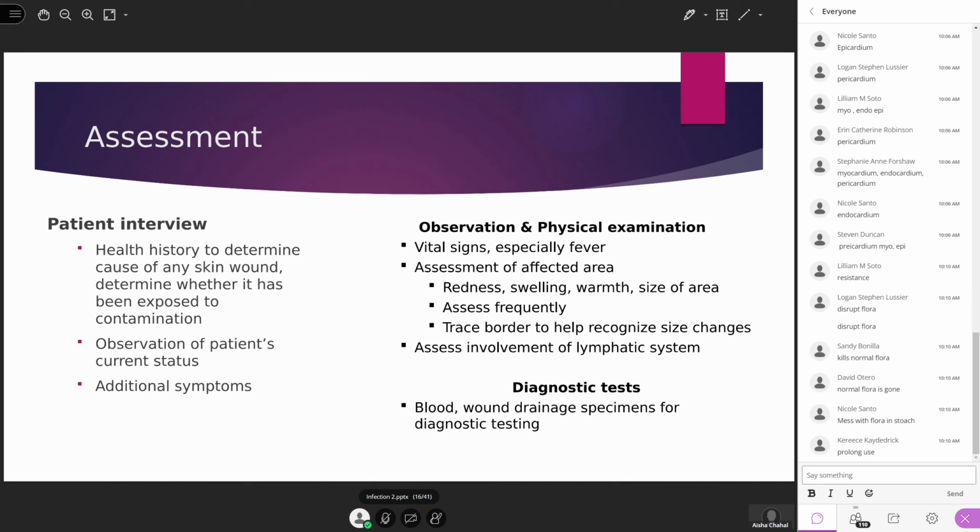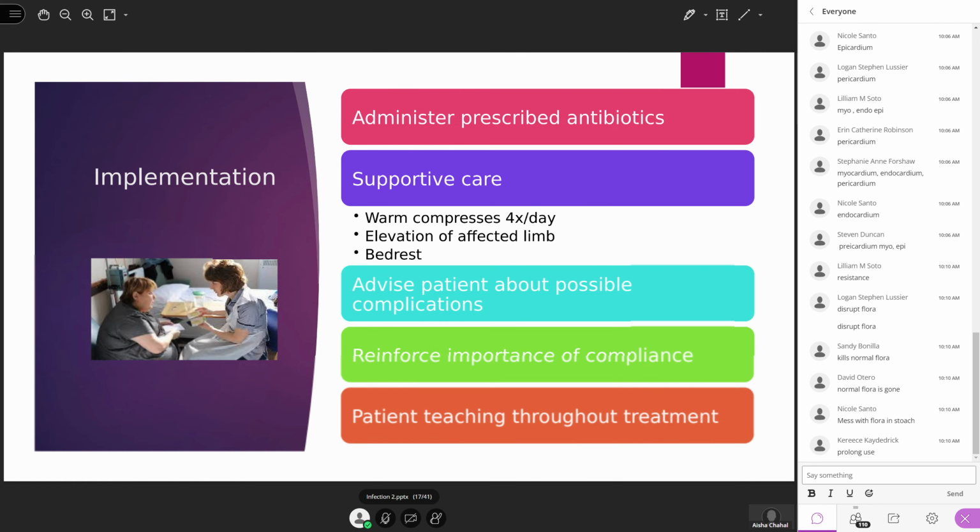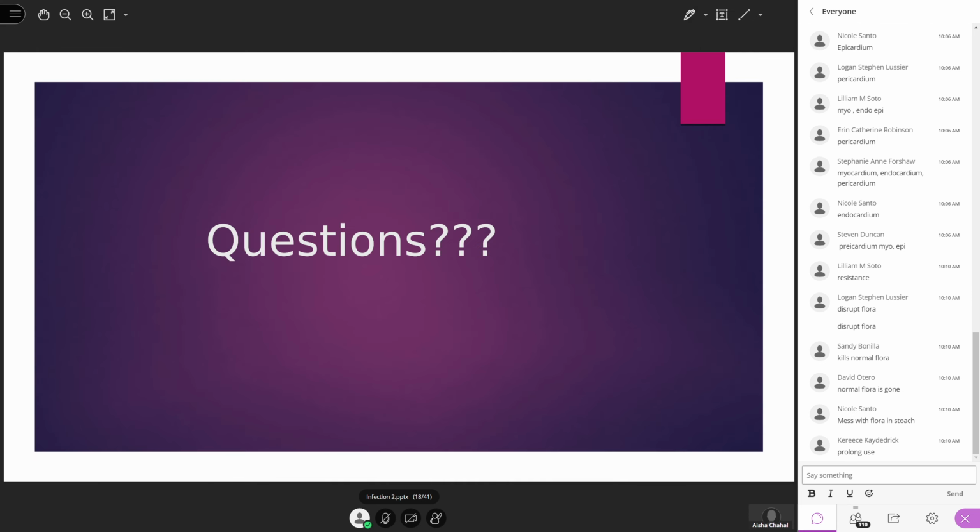The observation and physical examination is listed here. We are going to check the wound itself. That is going to be our focused assessment. And then we are going to perform the head-to-toe assessment. For example, if we want to see whether it spread to the lungs, we are going to do a good detailed lung assessment. And these are the diagnostic tests. So, 3 parts of the nursing assessment, which is very important. Implementation would be to give the antibiotics. We can also give a warm compress 4 times a day, elevation of the extremity, and compliance with the treatment.